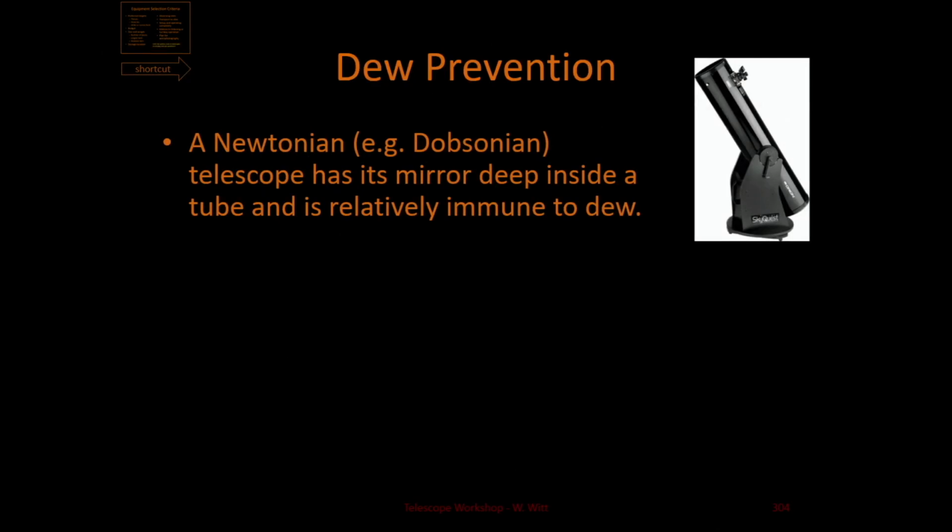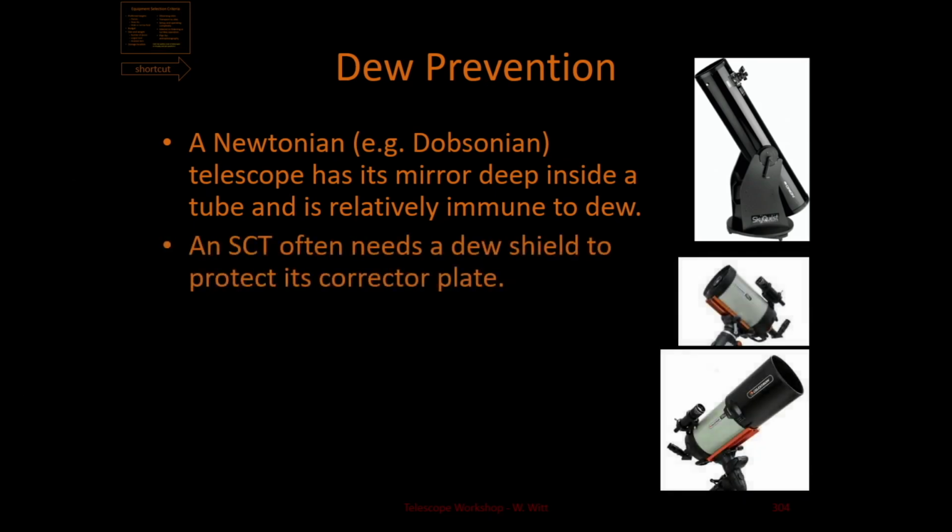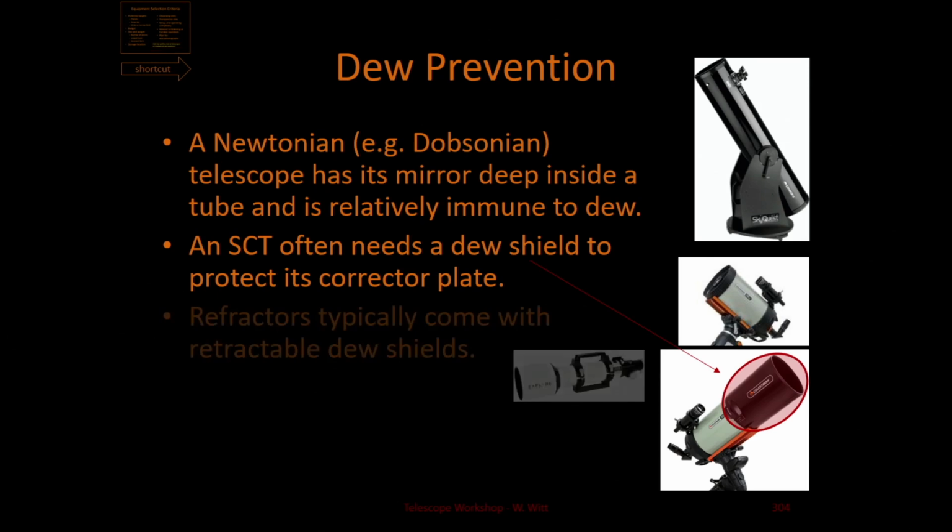Dew prevention, like we said. So Newtonian is pretty safe. The mirror is all the way down here. This does not dew up that easily. So you're probably fine. You're not going to have moisture forming on the mirror here, most likely. However, for an SCT, there is this glass corrector plate right here. It dews up really fast. So we often put this kind of a dew shield, basically a hollow tube on it, right, that helps protect it. Sometimes these things are heated. If it gets dewy enough, cold enough, you actually add a heater to this.